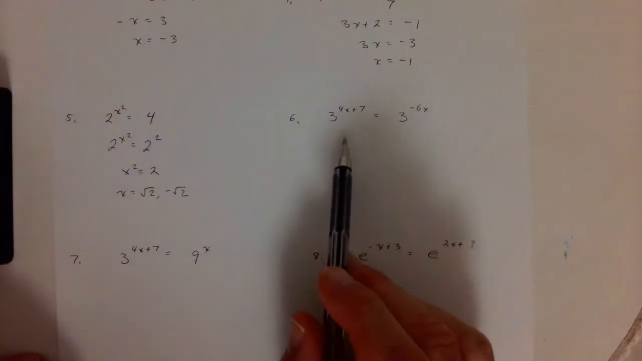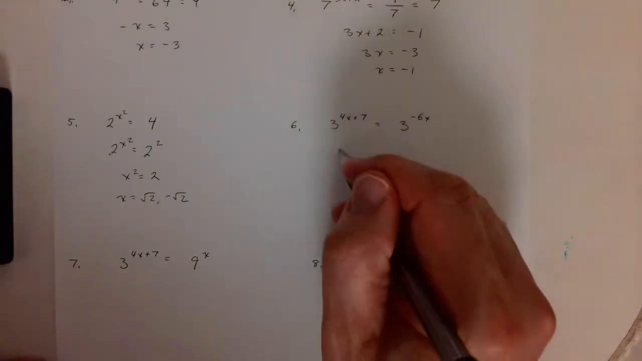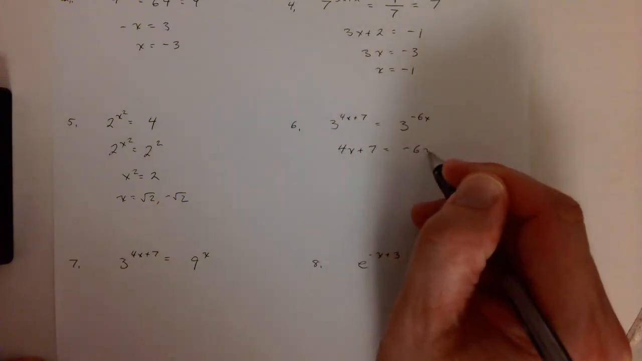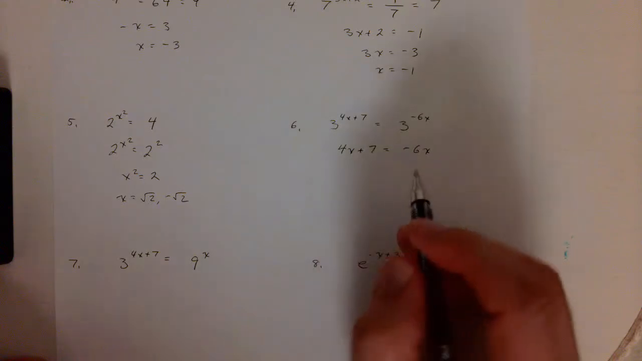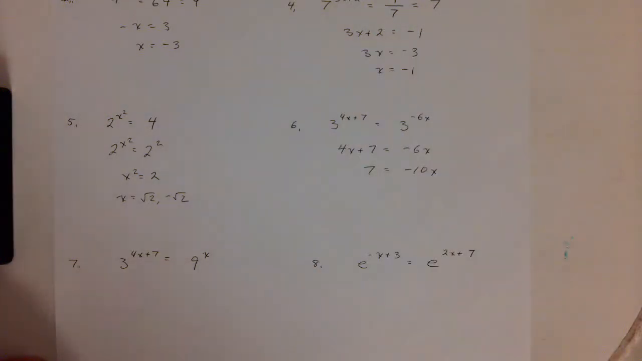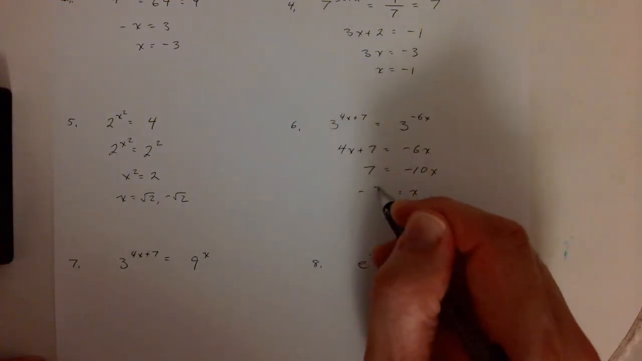Here, hopefully you can see on number 6, we can clearly see the bases are the same. So we can just drop the 3's and we get 4x plus 7 equals minus 6. And subtract 4x from both sides. 7 is minus 10x, so x will be negative 7/10.